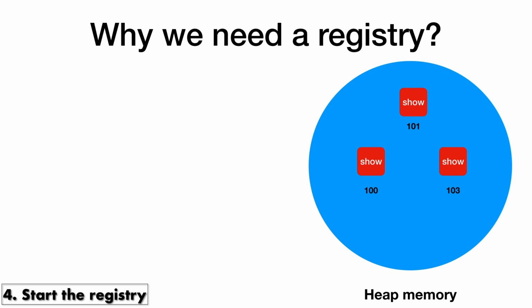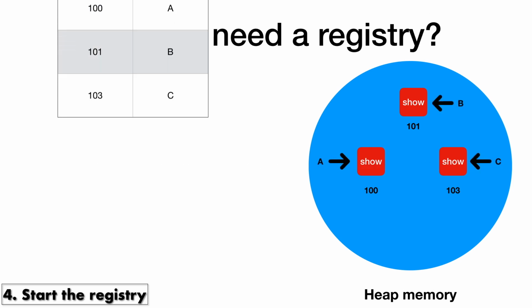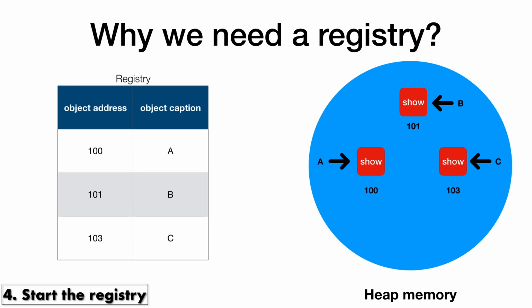You can say that we can call by the addresses of the object, but the problem is we, the client, do not know the address inside the server's heap memory, and therefore a registry is created where every object has its address along with a unique caption. By using a caption, we can invoke the object that we need right from our client side.